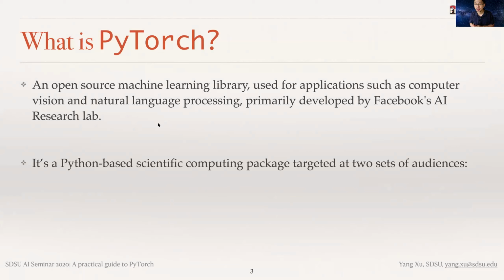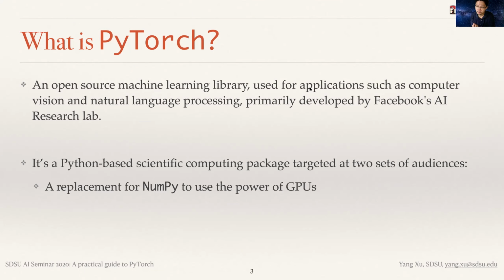PyTorch is a Python-based programming package, and it is basically tailored for two sets of audience or users. First of all, it is a replacement for numpy, so that it can utilize the power of GPUs. Numpy is an even earlier software that was first developed in the context of scientific computation, especially for spatial data, like galaxy data and large scale geography data.